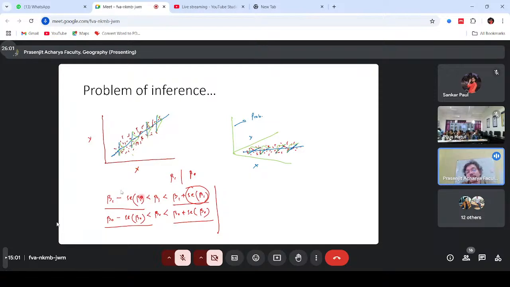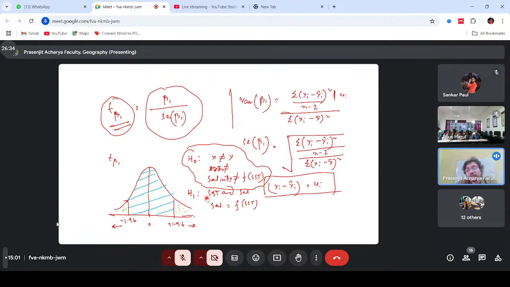So we're going to find out the lower limit and upper limit, so that we can say this would be the range within which the real beta 1 or beta 0 value could occur, which represents the effect of literacy on fertility. But the problem still hasn't been solved, because the standard error is actually this.